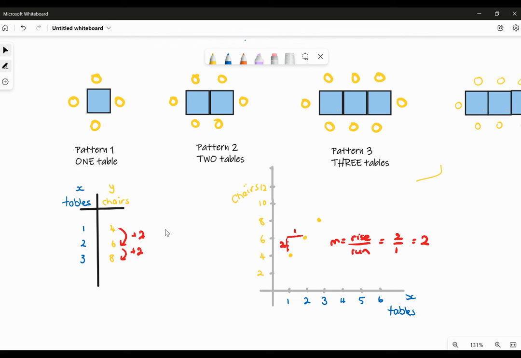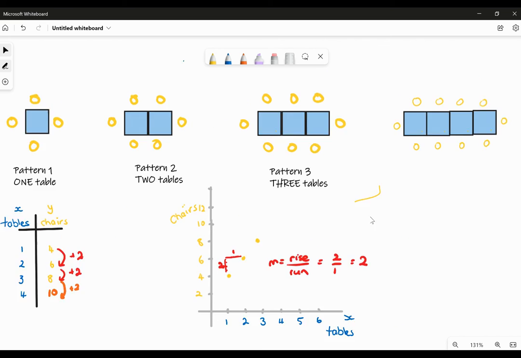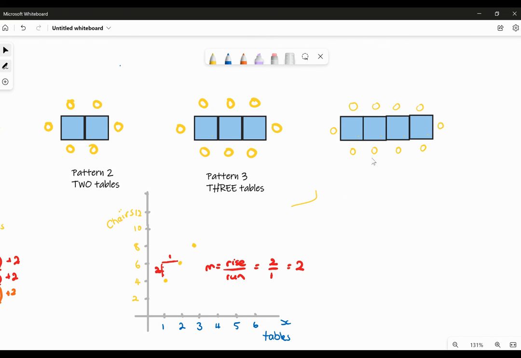So what we notice is that when you do the table, the numbers are going up by 2 each time. So if we go up by 2 each time, then the next one, without actually having to do it, should be plus 2, which will give me 10 in there. That means that when I've got 4 tables, I should end up with 10 chairs. We can check that in our diagram. 8, 10. We've got 10 in there.